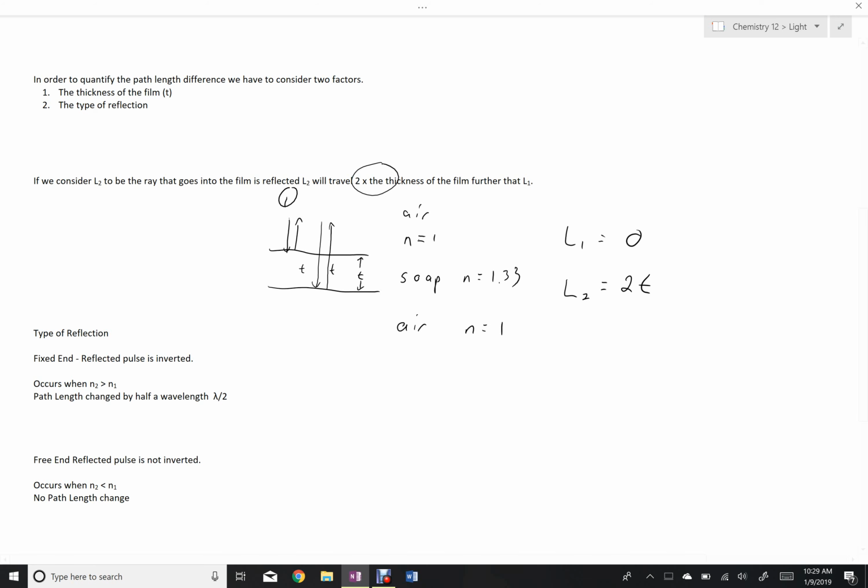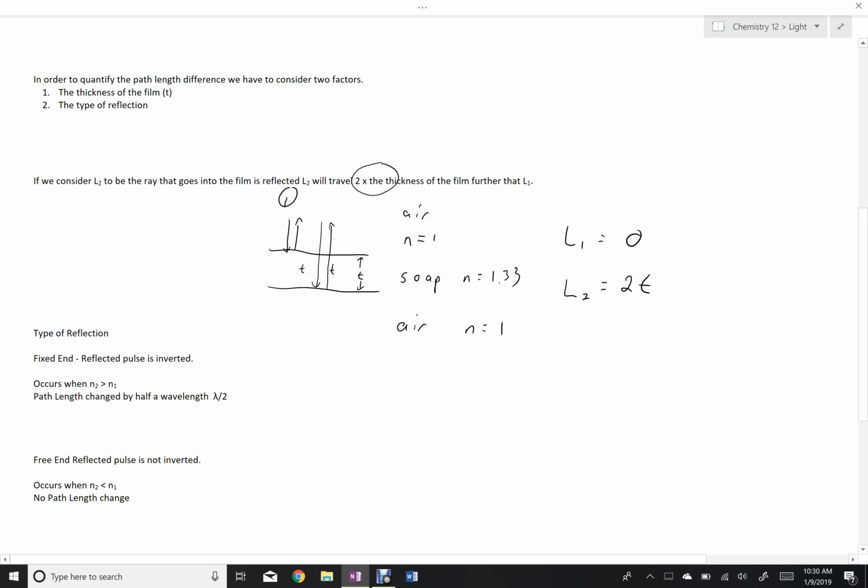Secondly, we also consider the type of reflection. There's two main types of reflections that we need to consider here: fixed end reflections and free end reflections. I've done a separate video on what a fixed end reflection is and what a free end reflection is, but what's important about it is if the end of a rope or something is tied to a wall, so it's fixed, then when we put a pulse in, the reflected pulse will be inverted. From light's perspective, this occurs when the second refractive index is higher than the first refractive index. What that leads to is a path length change of half a wavelength.